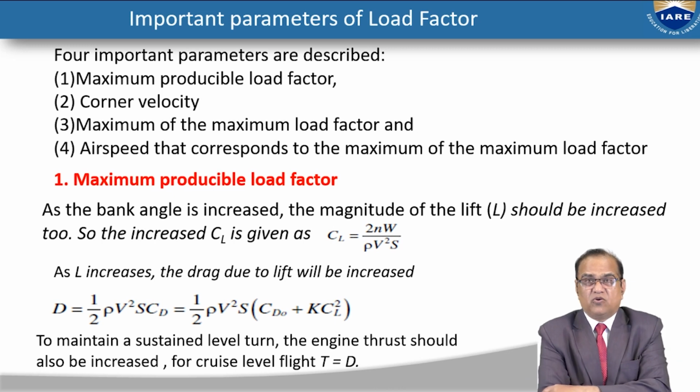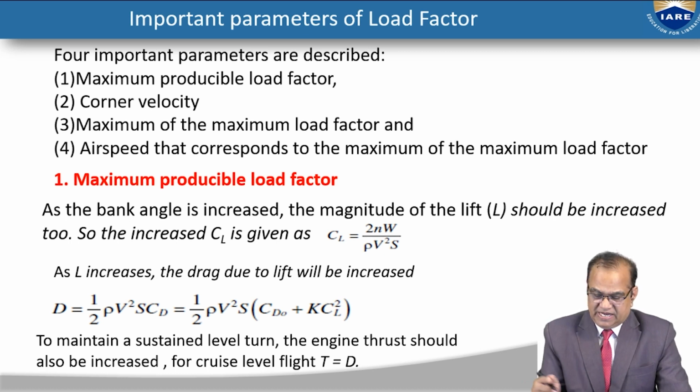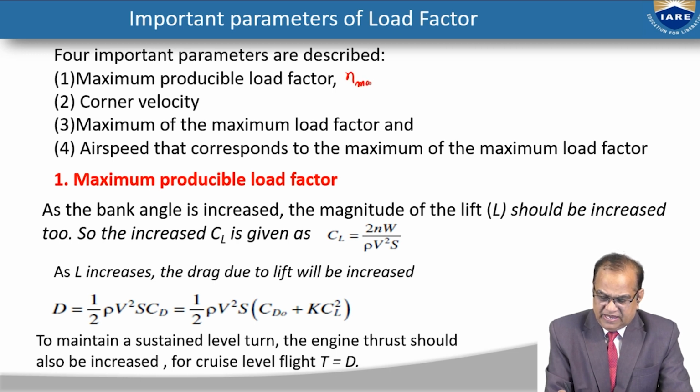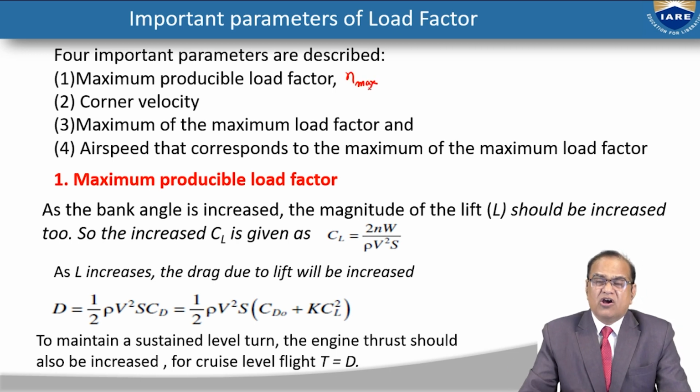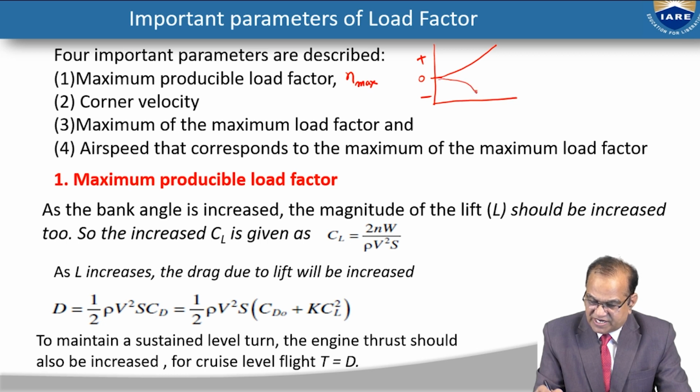Important parameters of load factor. Here we have 4 important parameters described. That is the maximum producible load factor, that is n max, and the maximum corner velocity, which we will be discussing. Corner velocity also depends on the VN diagram. If we make a VN diagram, this is the 0, this is the minus, this is the plus, upside is this, downside is this. So this is called here the corner velocity.